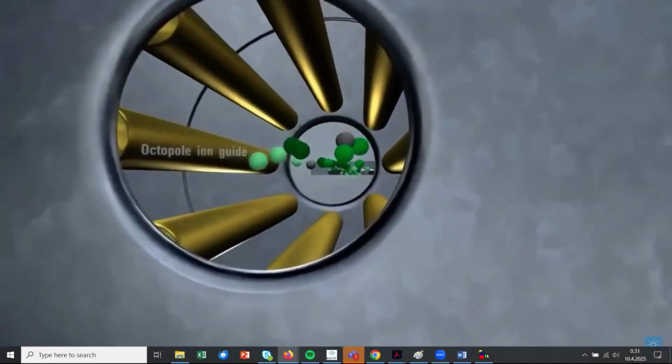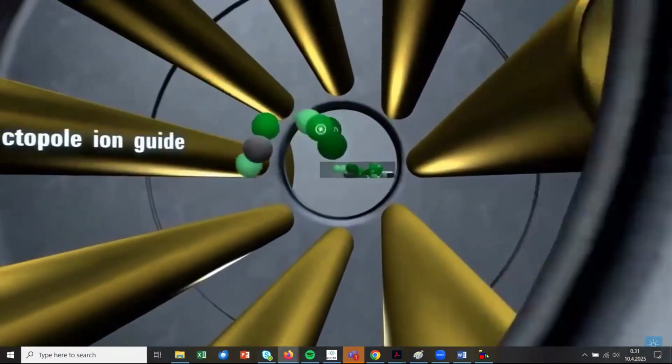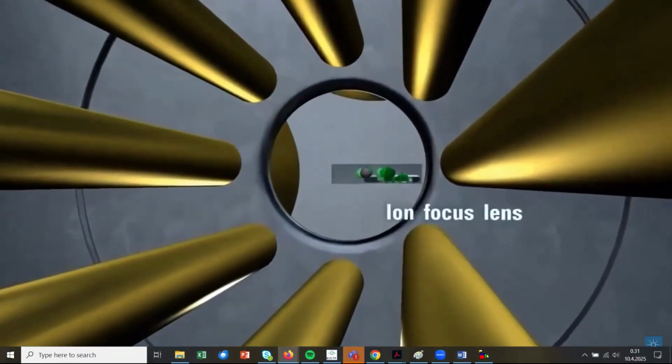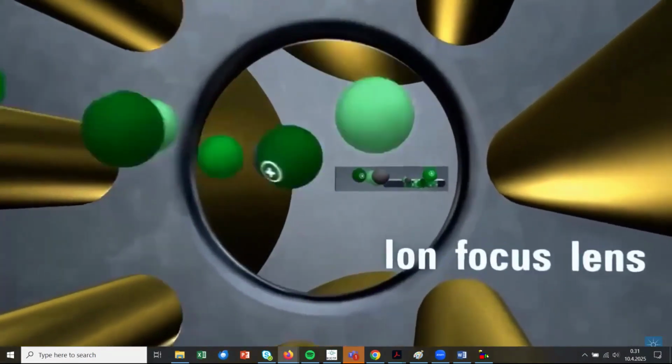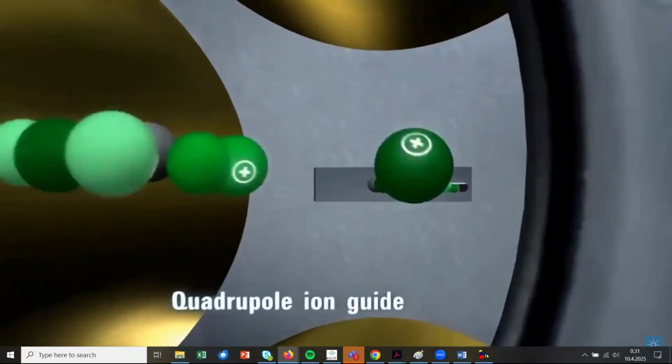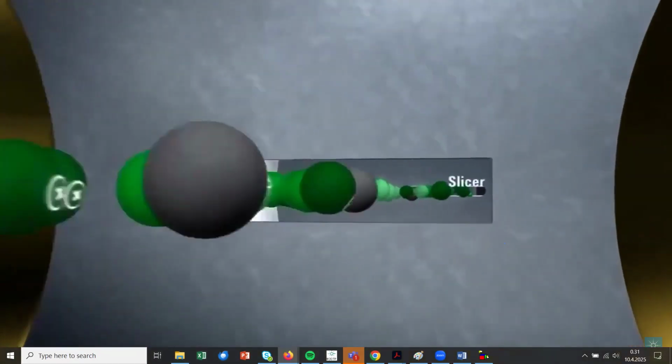Then the octopole ion guide keeps the ions together while allowing excess collision gas to be pumped away. Another fragment ion, a daughter ion, is going to be analyzed. A quadrupole ion guide flattens the stream of ions for better transmission through the slicer, ahead of the time of flight analysis.